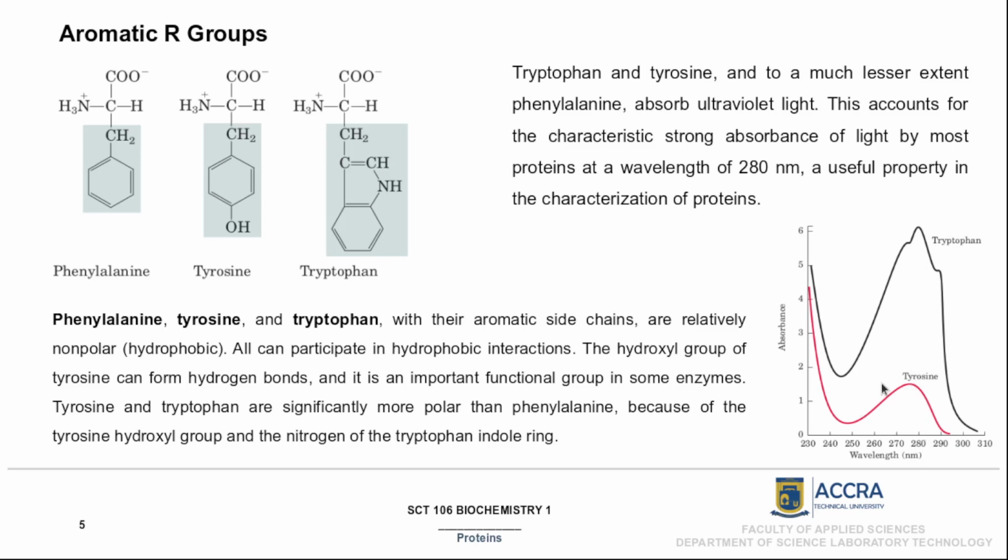These characteristics of aromatic amino acids give proteins the property of absorbing UV light, because these amino acids are very much contained in polypeptides or proteins. And so because they absorb light, proteins are found to absorb light as well at this wavelength of 280 nanometers. You have the optimum absorbance of UV light by proteins.